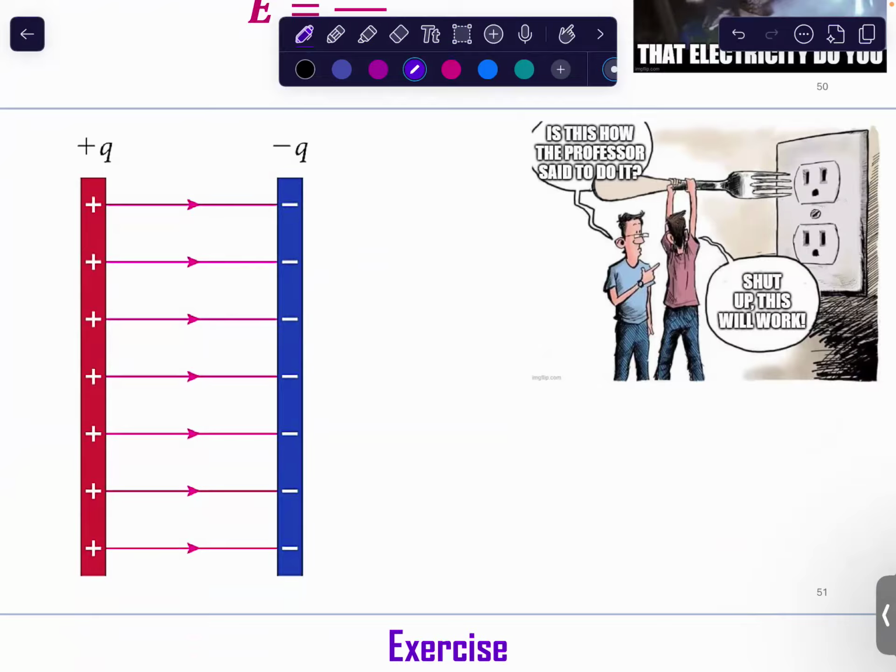Has anyone ever seen a contraption like this? First off, your SI unit for the electric field is newtons per coulomb. No, this is not a ladder. This is an actual device you can use. This is a capacitor.